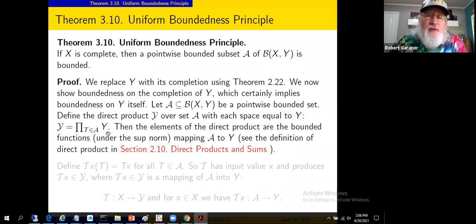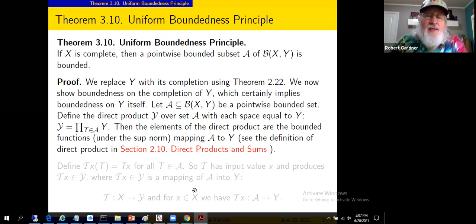So you might think of it crudely as Y times Y times Y times Y a bunch of times. How many times? The cardinality of the indexing set. And the indexing set is this set calligraphy A. The elements of the direct product are then bounded functions under the sup norm mapping the indexing set into whatever we have here. In all entries, all components, if you will, we've got space Y.